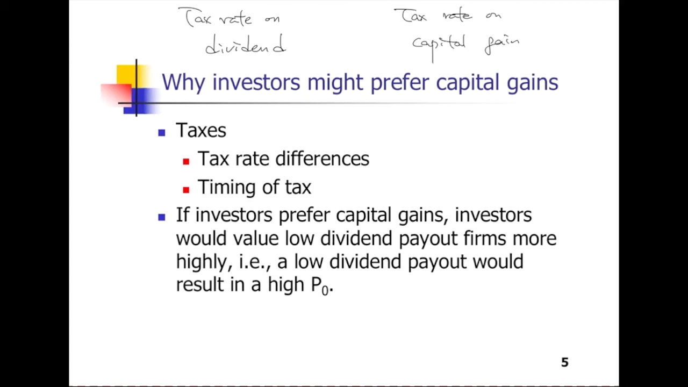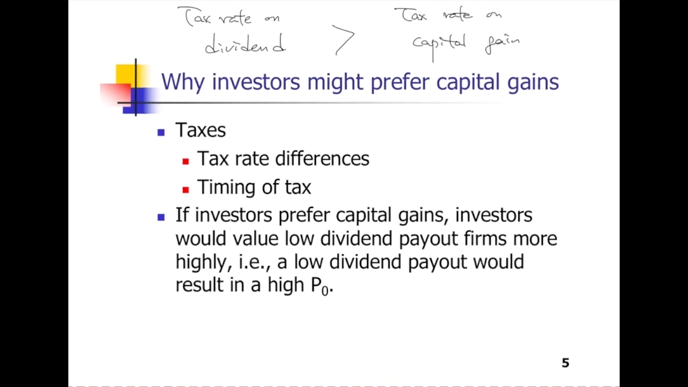What do you think? Which one is higher? The tax depends on each country, some rules, right? But in most cases, the tax rate on dividends is higher than the tax rate on capital gains. So because of these tax rate differences, the investor might prefer capital gains.